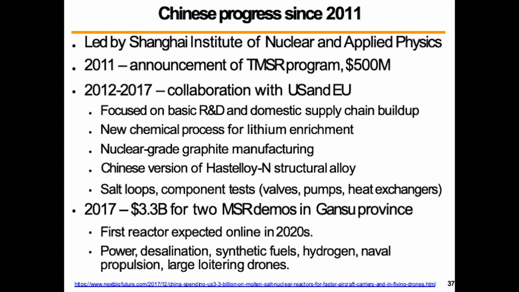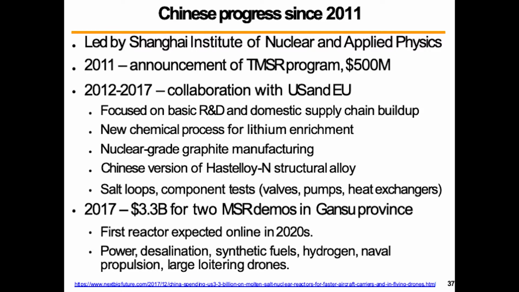So they developed domestic capability to create high purity nuclear graphite, which you need. They developed actually better ways to enrich lithium, which is a necessary component of this technology, or let's say useful, not absolutely necessary. They developed their own version of this high nickel alloy, and they tested a lot of salt loops, components like valves, pumps, flanges, and other things you need to build a reactor.